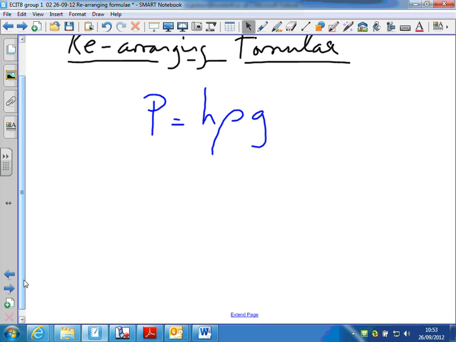Now, at the moment, P is the subject of this formula, because it's on the left-hand side. It's set up to find P. If I want to change the subject, that means I'm going to rearrange the formula so that it reads H equals something, or rho equals something. If I wanted to find the depth or the height, the depth or the density of this material, I'd need to rearrange it.